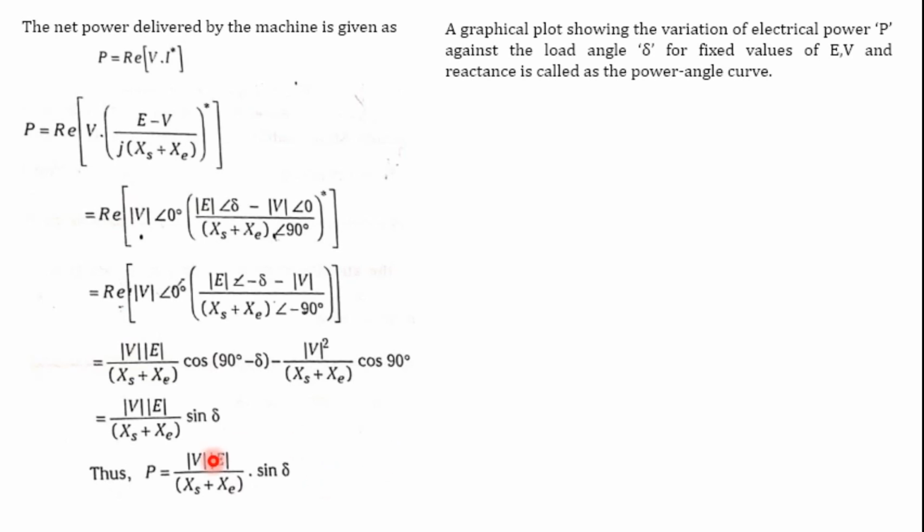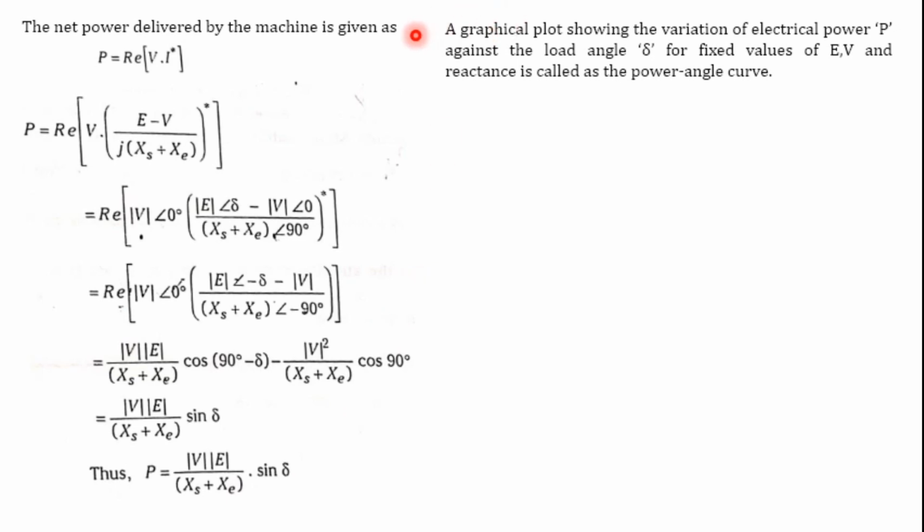This is the equation which applies to a non-salient pole type of synchronous machine. This equation shows that the power transfer depends upon the generated voltage E, the voltage of the bus V, the system reactance, and the torque angle delta. Generally this equation is called the power angle equation for a non-salient pole type of synchronous machine.